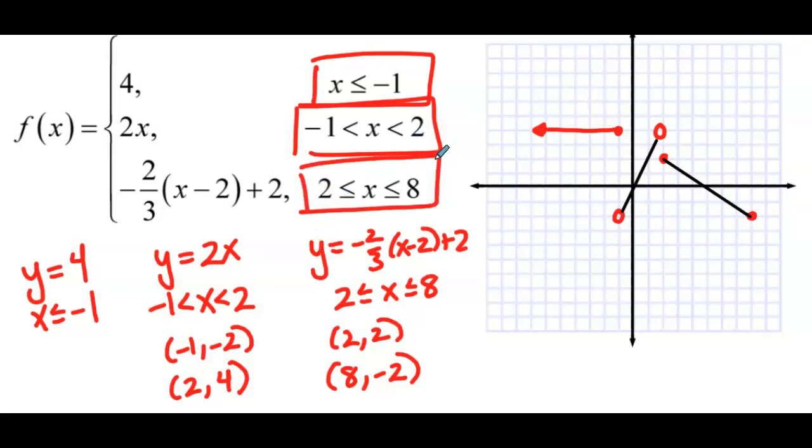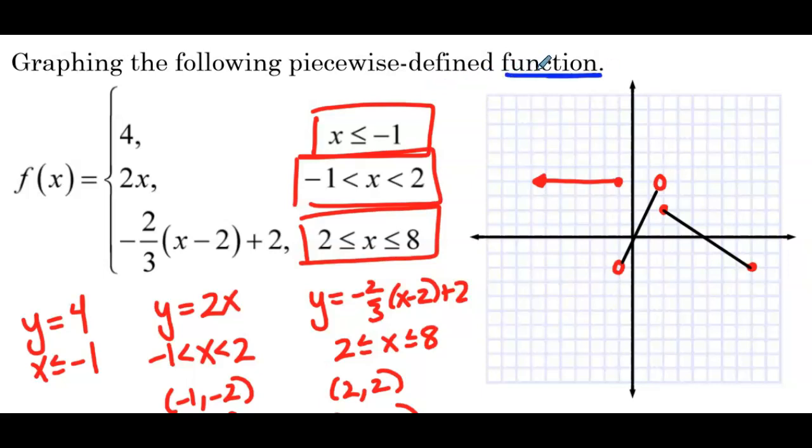Now notice, there's 3 pieces. There are 3 pieces in the function given to us. It passes the vertical line test, right? Particularly at x equals negative 1 and at x equals 2, right? There's only one closed point at each of those x values. And notice none of the pieces overlap otherwise. Okay, that's something to watch out for. We're still dealing with a function.